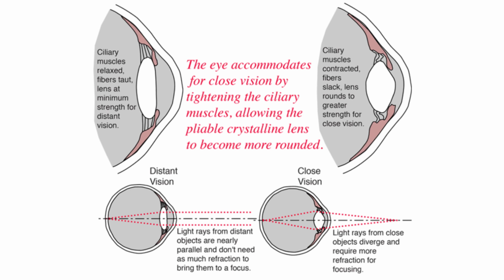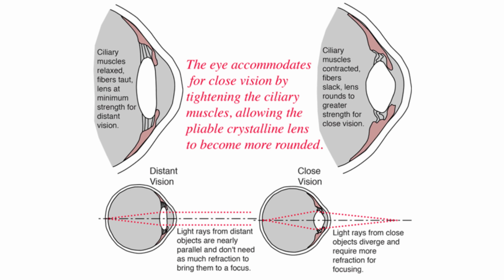So there is distinct vision and close vision. Do you understand? Distinct vision means the lens is thin. Close vision means the lens is thicker.